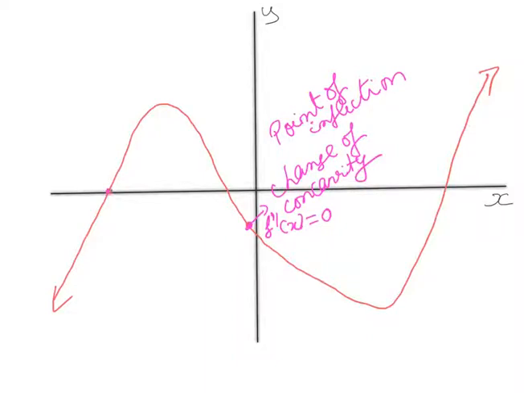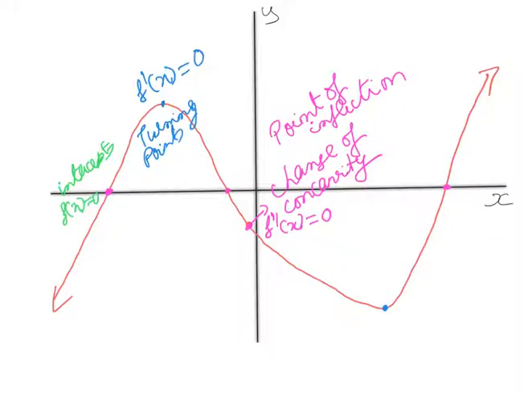This point, we call them x-intercepts, right? And x-intercepts are where f of x is equal to 0. So when f of x is equal to 0, I call them intercepts. Now I have turning points. At turning points, I have f prime of x is equal to 0. These are called the turning points or stationary points. So it is f prime of x is equal to 0, and then the change of concavity is f double prime of x is equal to 0.